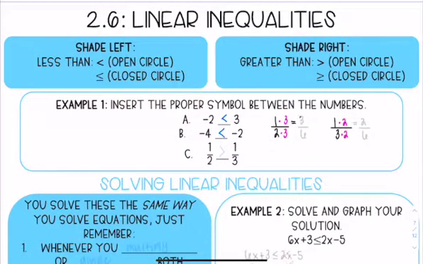And so we end up with 3/6 and 2/6. Now that we have the same exact denominator, we just compare the numerators. So what number is bigger, 3 or 2? Well, since 3 is bigger, that means the arrow needs to be opening towards the 1/2.